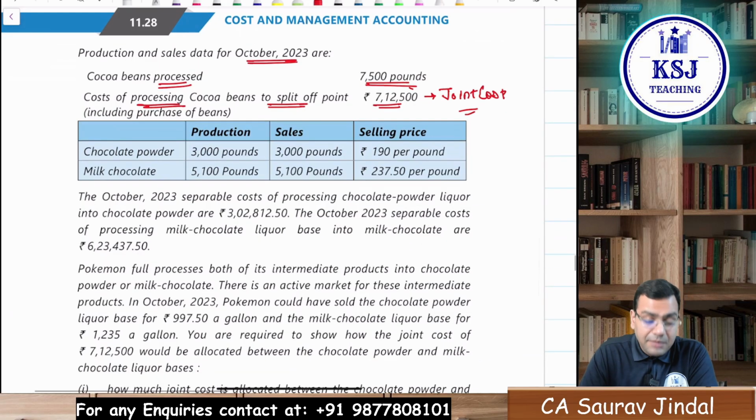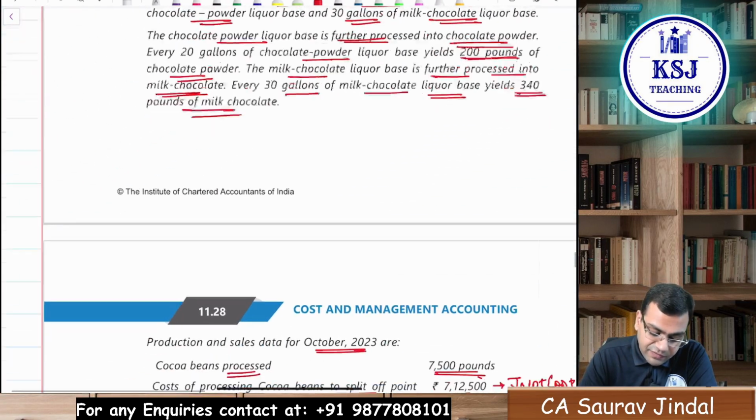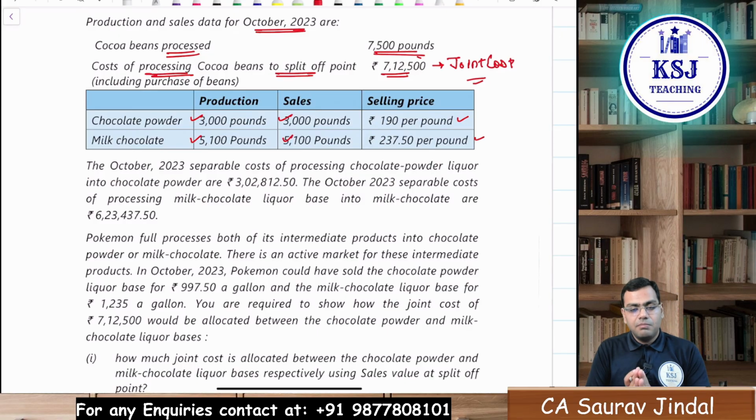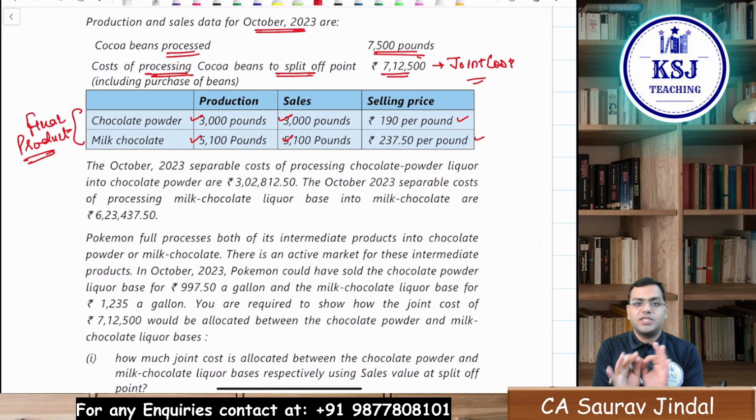Now, the chocolate powder means this last part, chocolate powder. After further processing, the production is 3,000 pounds, sale is 3,000 pounds. Whatever you are producing, you are selling everything. Selling price is 190 per pound. Milk chocolate 5100 pounds, sold 5100 pounds, and the selling price is 237.5 per pound. This is your final product, that is after further processing. This is the final product that you are manufacturing and selling.